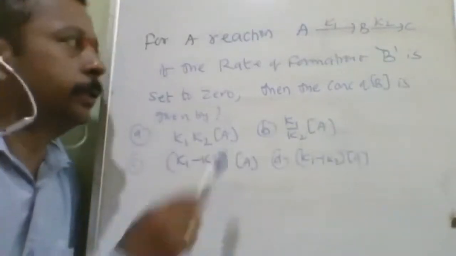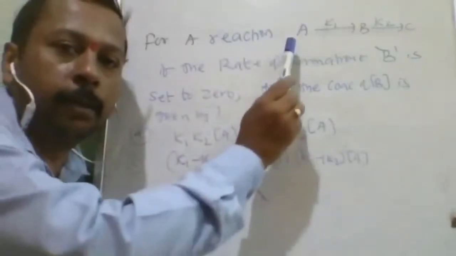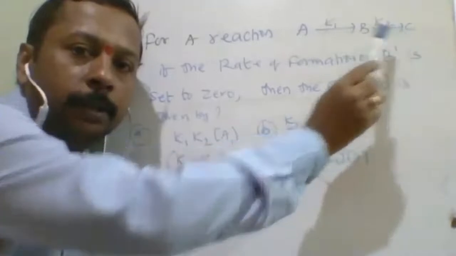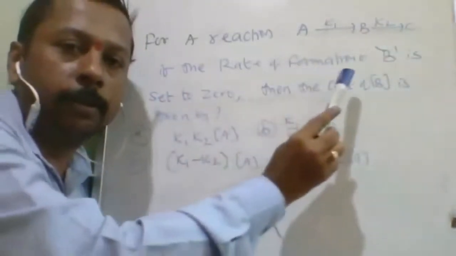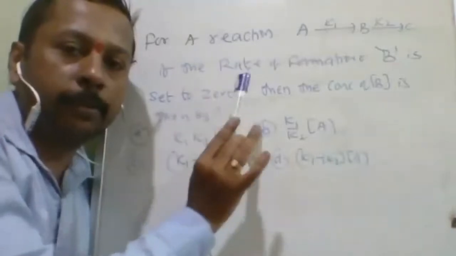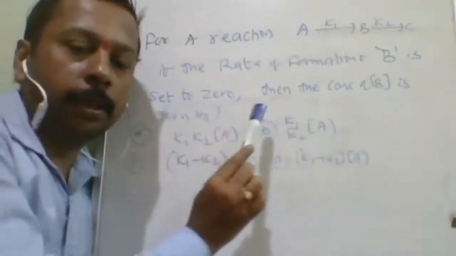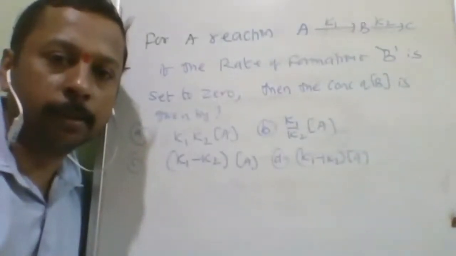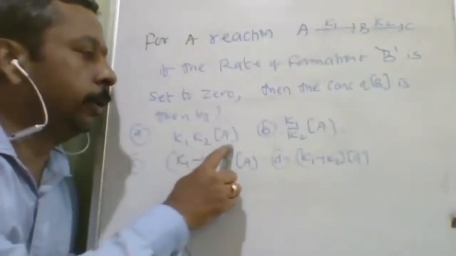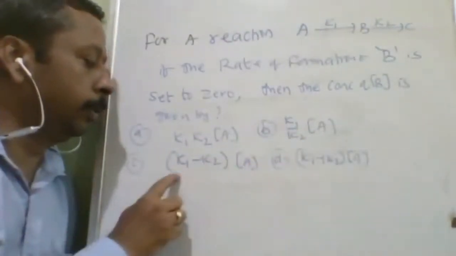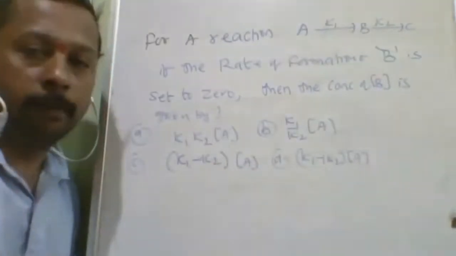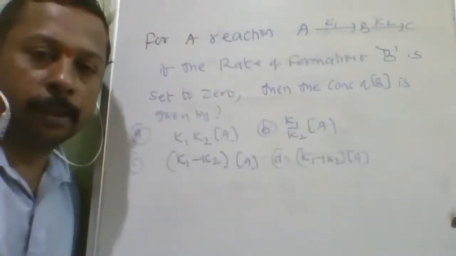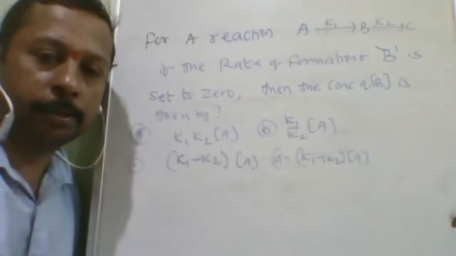Okay. The next question is a sequential reaction in which A, with rate constant K1, gives B, and B, with rate constant K2, further gives C. If the rate of formation of B is set to 0, then the concentration of B is given by, for a consecutive or sequential reaction: Option A is K1 K2 into A. Option B is K1 by K2 into A. Option C is K1 minus K2 into A, and option D is K1 plus K2 into A. These are the options. So don't go for guesswork, go with the actual answer.